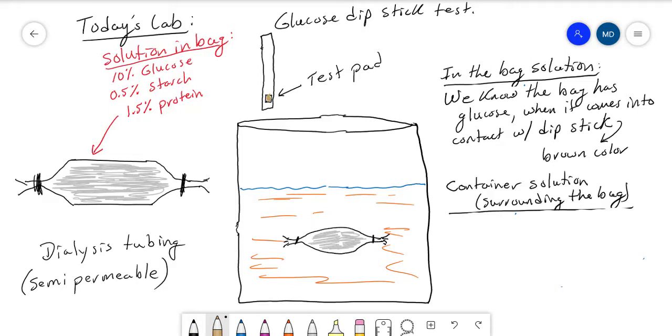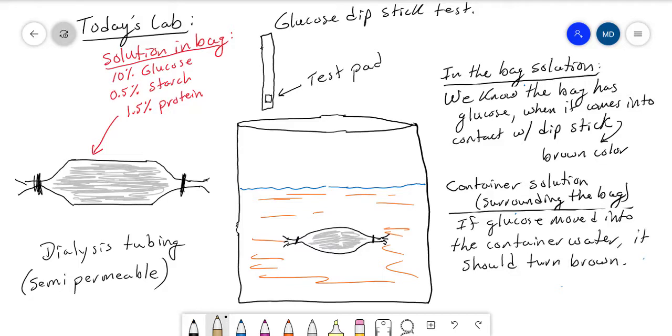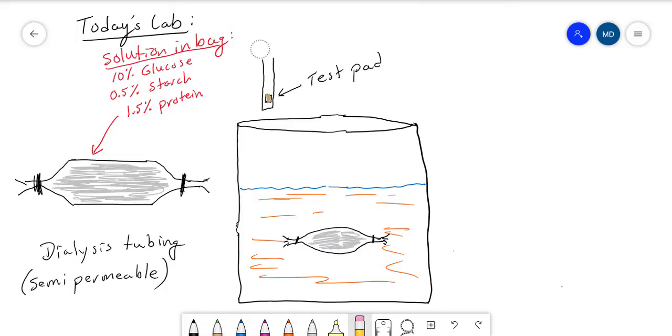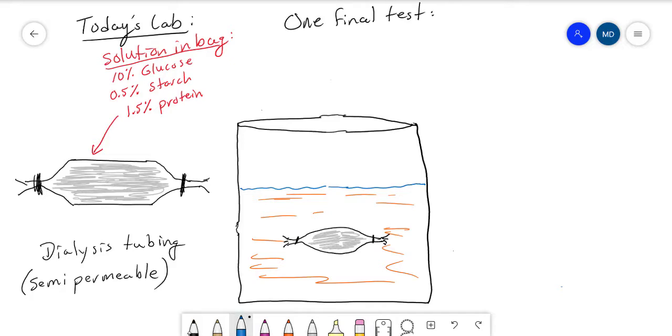What we don't know is whether glucose moved from the bag into the beaker through the dialysis tubing. We can check for this by dipping a glucose test stick into the beaker water. If the pad on the stick turns brown, then glucose has moved from the bag into the beaker fluid. Then we have one final test, which is the test for osmosis.